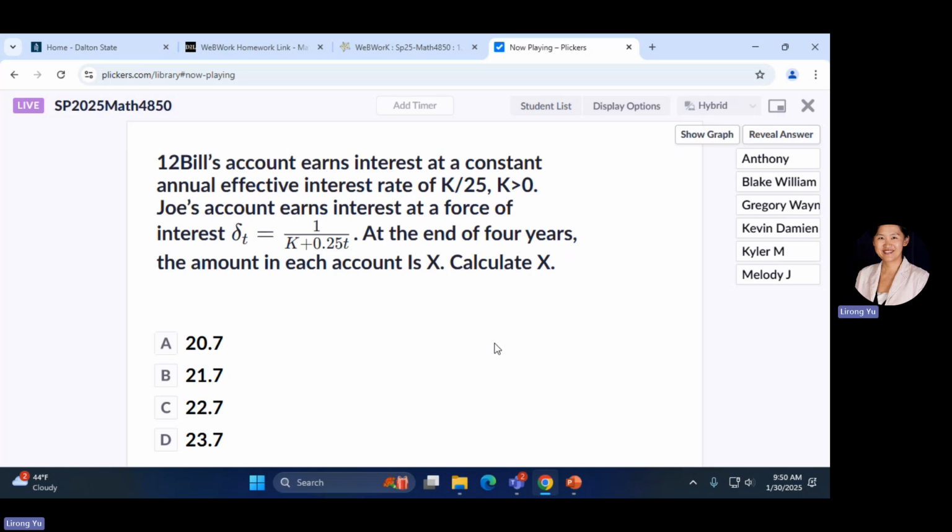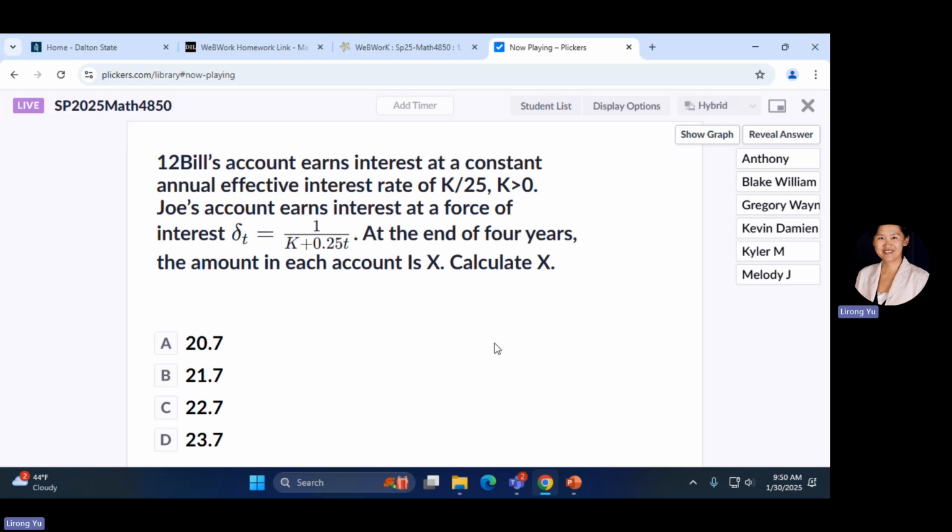So we have to solve for the K in order to do the calculation. We see the amount in each account is X, so that must be the A4. We're supposed to calculate A4, but to know A4, we first have to know A(t). So let's try to use all these relations, probably calculating the K in the process.